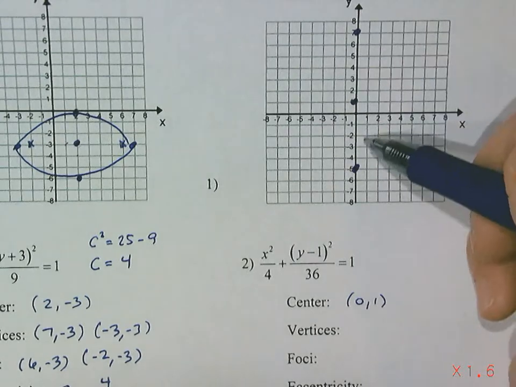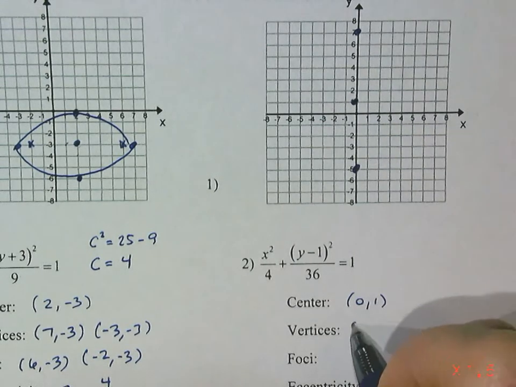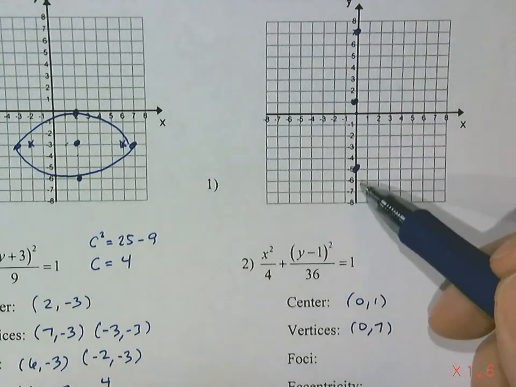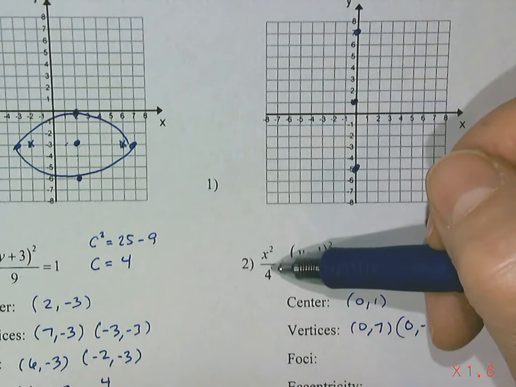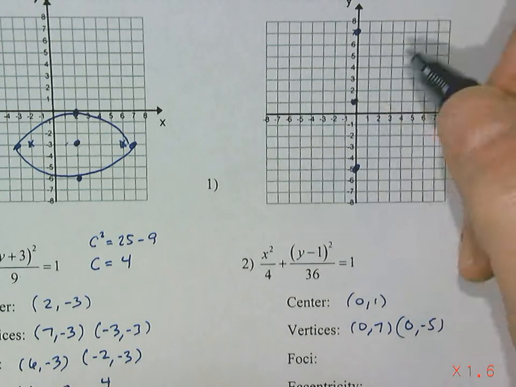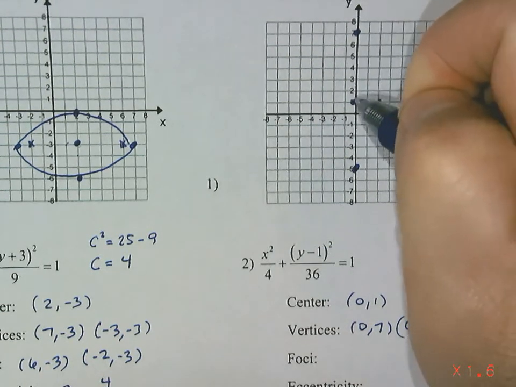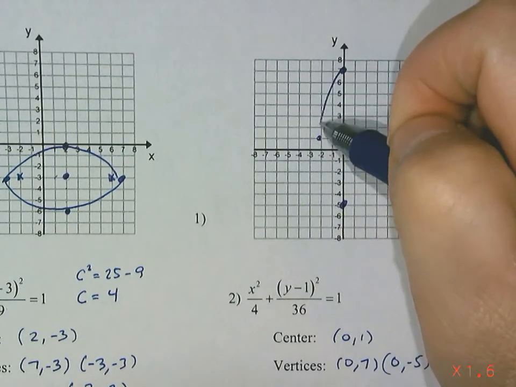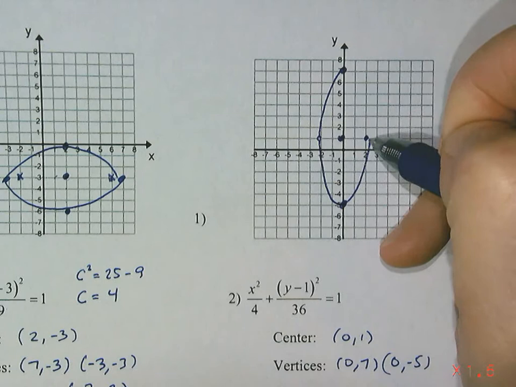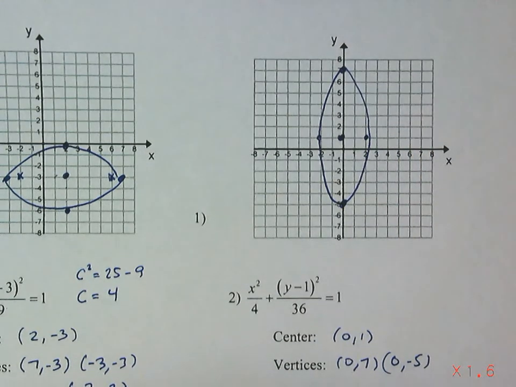So these are my vertices. So it's going to be 0, 7, and 0, negative 5. Under the x is a 4, so I need to go to the right 2 and to the left 2. Sketch an ellipse as close as I can.